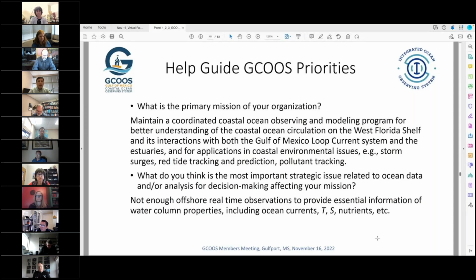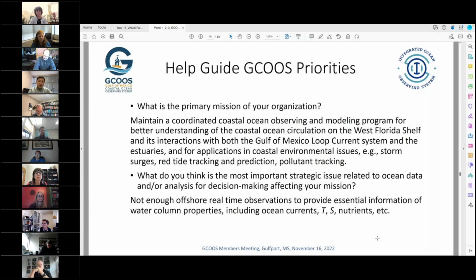But in the future, I would hope GCOOS could consider helping us to expand the observation efforts on the Western Shelf. We have maintained 2 sets of coastal ocean circulation models. One is called West Florida Coastal Ocean Circulation Model. We call it WFCOM. The other is Tampa Bay Coastal Ocean Model. It's much higher resolution, focused on Tampa Bay only. Both models have been maintained for daily nowcast forecast for many years. WFCOM for over 10 years and Tampa Bay model for over 5 years. So they are reliable models that have been maintained for many years.